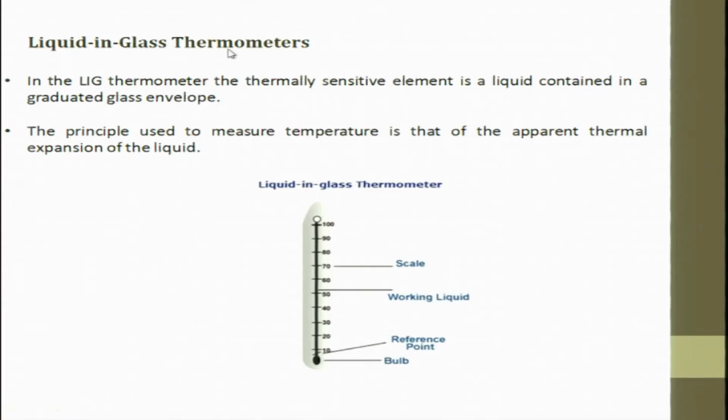Liquid in glass thermometer, the next type. This is what is called LIG. In the LIG thermometer, the thermally sensitive element is a liquid contained in a graduated glass envelope. The principle used to measure temperature is that the apparent thermal expansion of the liquid is measured. This is a scale. Here is a working liquid which is generally mercury, and here is a reference point, and here is a bulb.